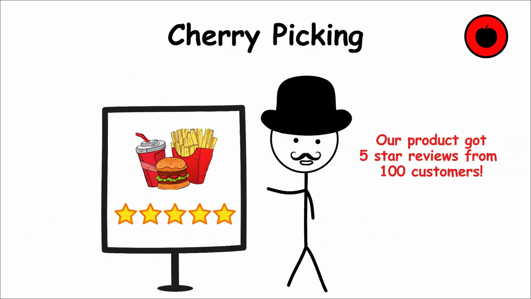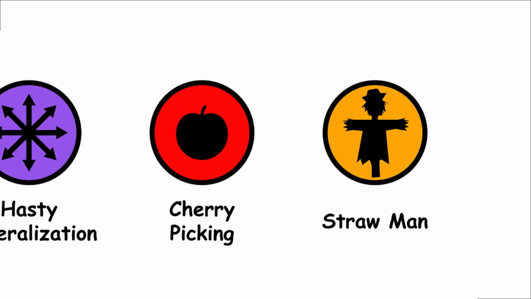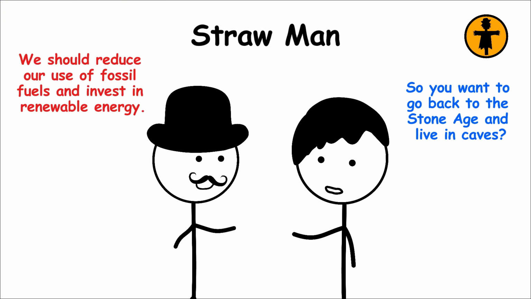Cherry picking. This occurs when someone selectively chooses evidence or data that supports their argument while ignoring other evidence that contradicts it. One example is a store that only displays positive reviews and ignores negative or neutral reviews from other customers. Strawman. This occurs when someone distorts their opponent's argument by oversimplifying or exaggerating it.